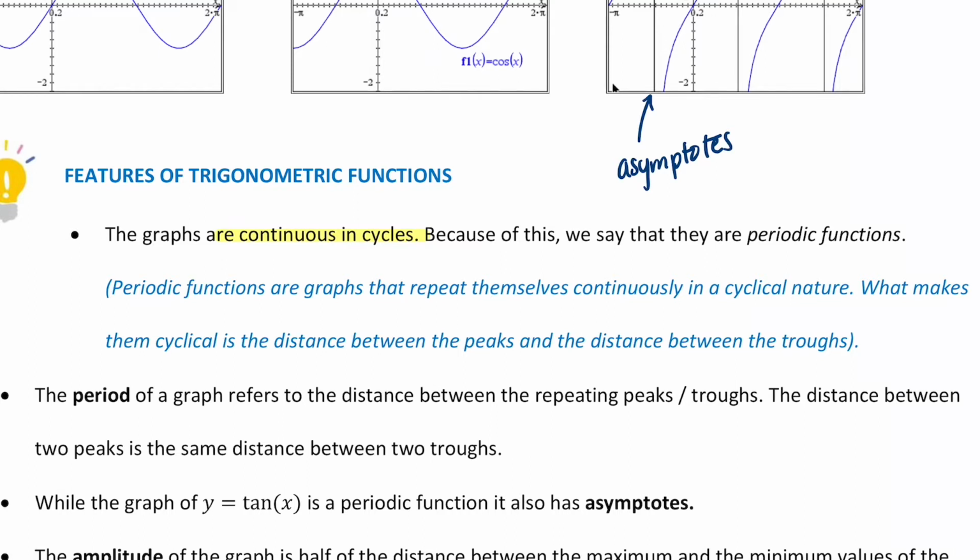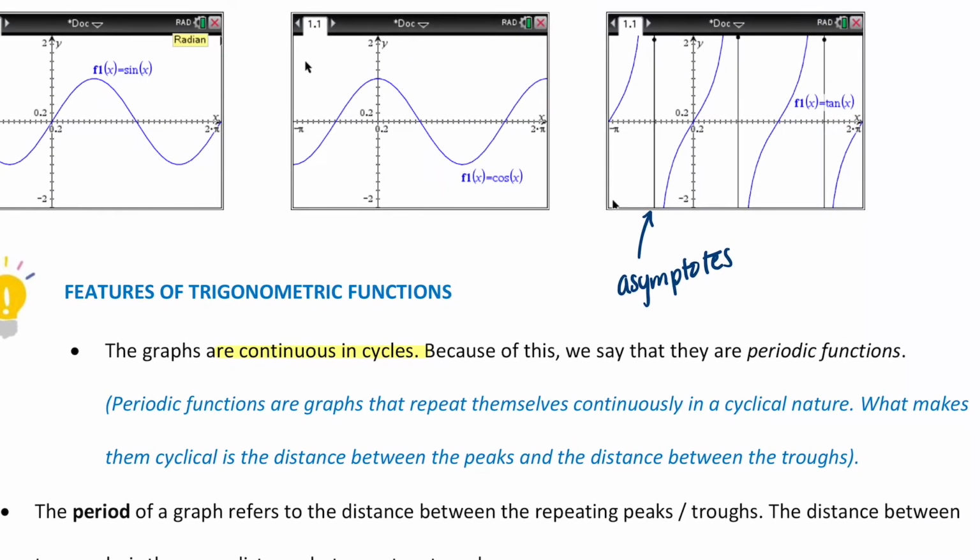So what makes them cyclical is the distance between the peaks and the distance between the troughs. Anytime we say the peak, we're referring to the maximum up here. So the distance between that peak there and that peak there is what we call a period. And then obviously the trough being down here. The next trough will be exactly a period apart. So that's the distance we're referring to.